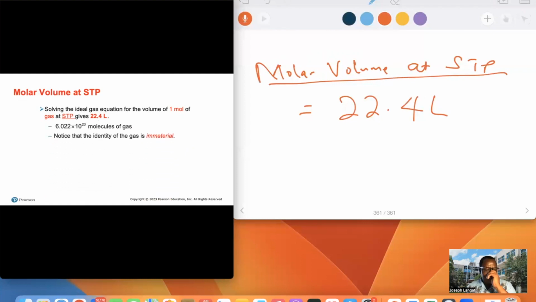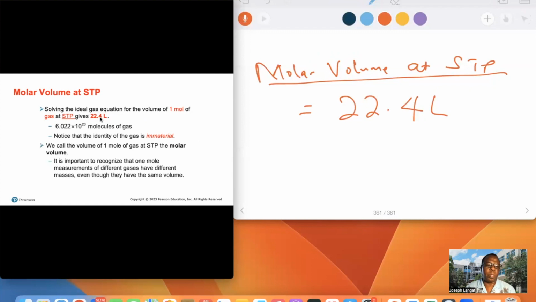22.4 liters. We'll be using that down the line. The molar volume of a gas is the amount of space occupied by 1 mole of gas. Notice that it doesn't matter the type of gas you are working with. It doesn't matter whether it is CO2, gaseous H2O, carbon monoxide, and so forth. All gases at STP occupy this volume. We call it molar volume.